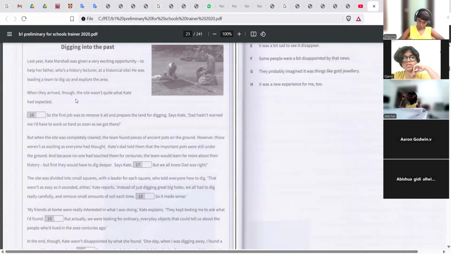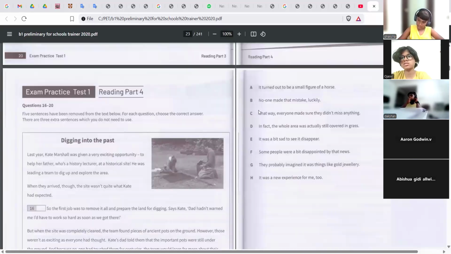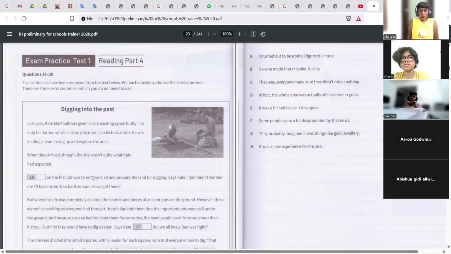It wasn't quite what I had expected. When they arrived, they were surprised, right? So they talked about 16. They talked about this D. In fact, the whole area was actually still covered in grass, right? So the first job was to remove it, that it is nothing but grass.